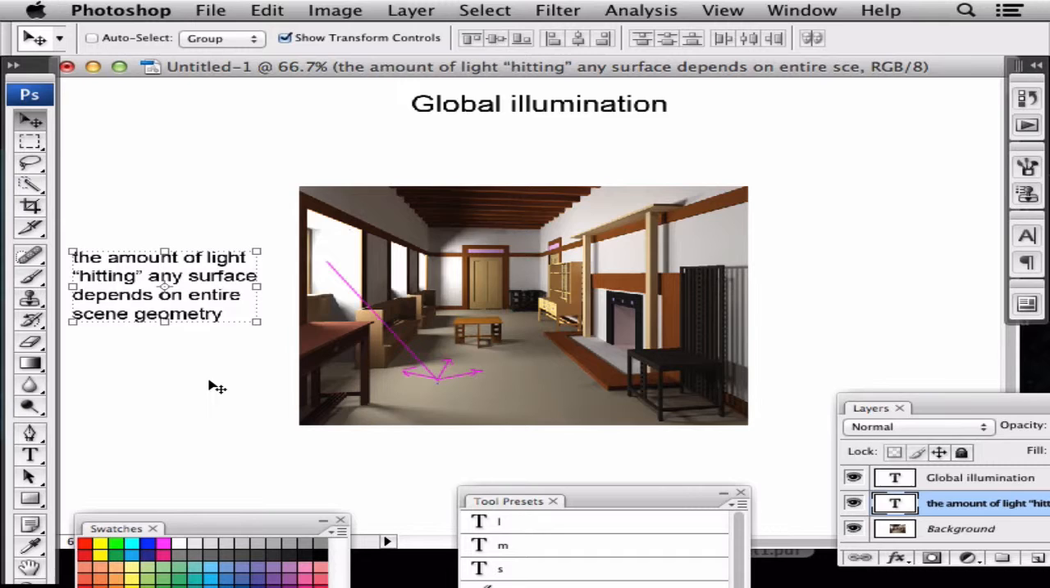The amount of light hitting any surface depends on the entire scene geometry. What we're seeing here is that the floor is mainly lit from the window, but it's actually also lit from indirect reflections from the back wall, or maybe even the furniture. So if we were to change the color of the back wall, then the floor would also look different to us. It would have a slightly different color.